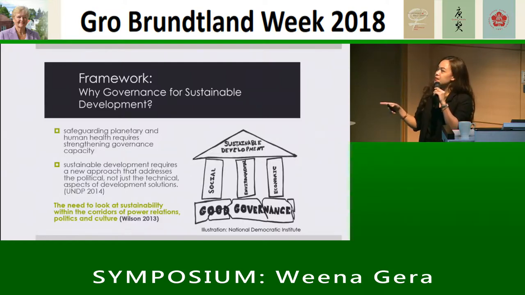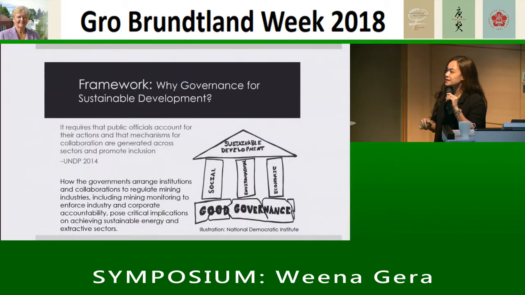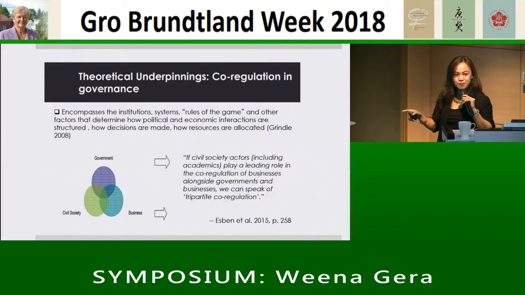So it requires that public officials are held to account, and we need to consider how government institutions are arranged. And I have to run because I have more slides. And so this is basically what tripartite co-regulation is about. It is a partnership between civil society and the business sector together with the government. So if all three are playing a leading role, then you can speak of tripartite co-regulation. The issue is, are these three actually equal?